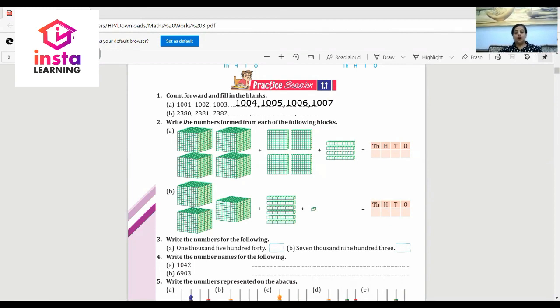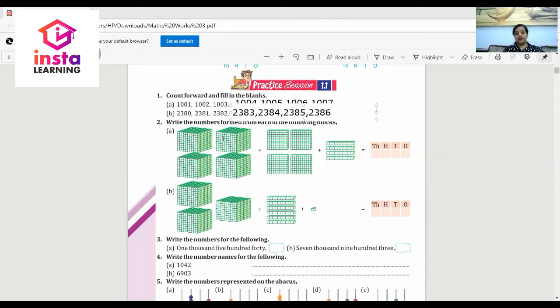After that, 2380, 2381, 2382. So here we are going to write 2383. Yes. Next is 2384. Next is 2385. Next is with the comma 2386, like this.